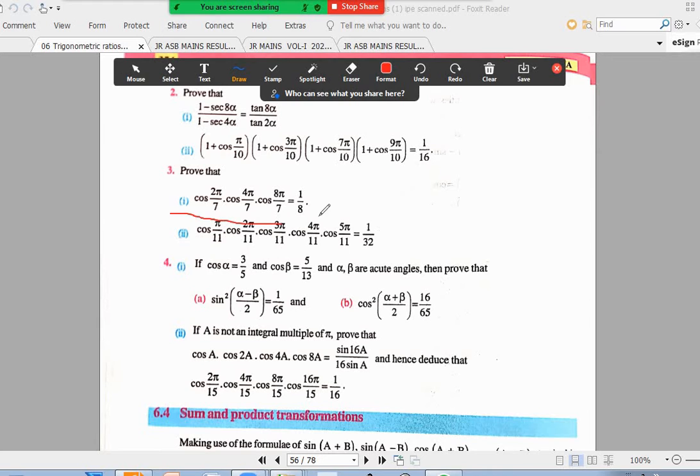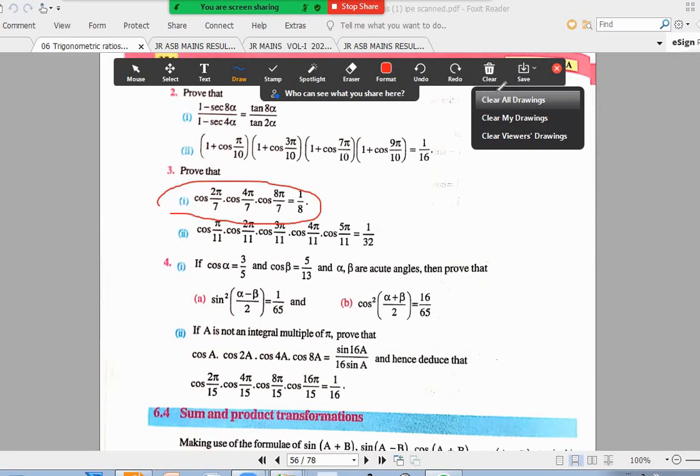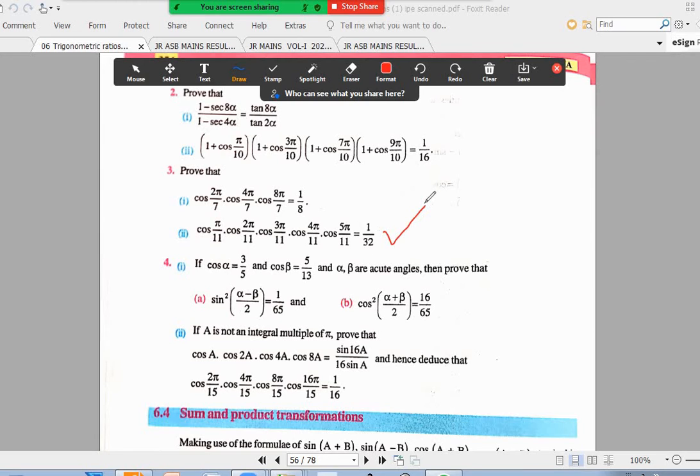Anybody want me to write this whole thing on the board? I'm ready to write third one, first one. Any doubt? No need, sir. We got it. Okay. Third one, second one. Anybody has doubt?